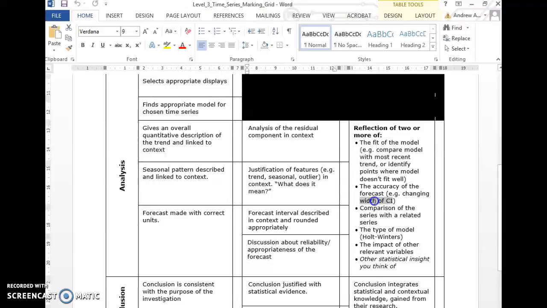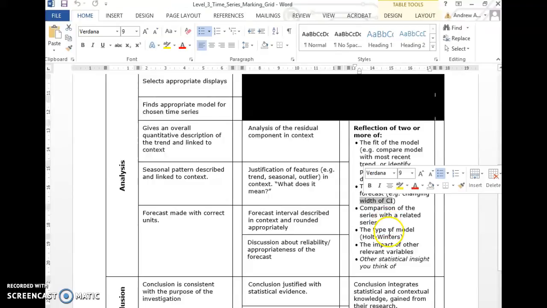I'm going to talk about CI in just a minute. What does CI stand for? It stands for confidence interval. Comparison of the series with a related series. So that's where maybe one series isn't enough, so you actually want to do another series. Because you've got lots of data, choose another series and compare it. In certain data sets, that is a no-brainer, depending on the data set you get given.